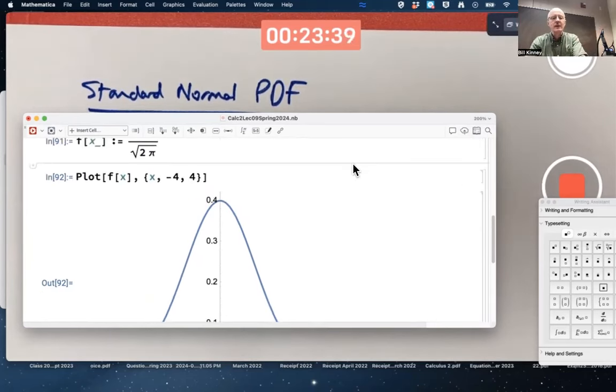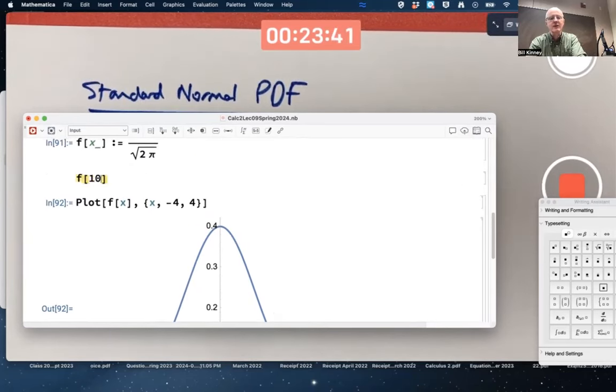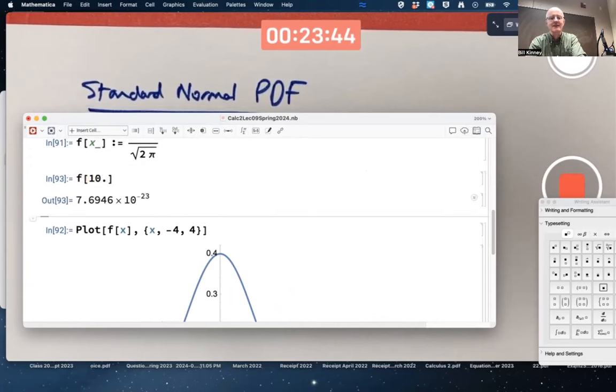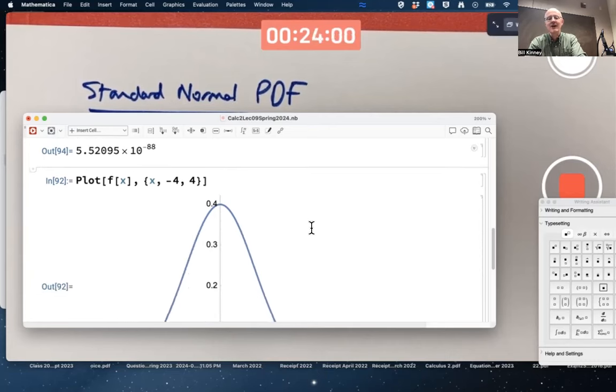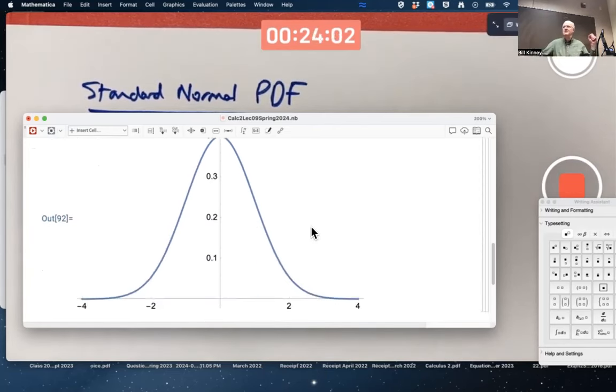In fact, just for fun, we could experiment. What's the value of this function when x is 10? It's about 7.7 times 10 to the negative 23. How about 20? Okay, 5.5 times 10 to the negative 88. Really close to 0. It's going to 0 so fast that even though the graph goes out forever and ever, the total area under the graph forever and ever is finite and in fact equals 1.